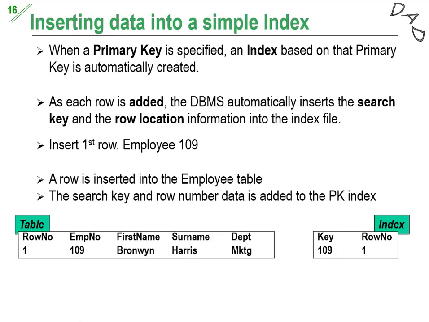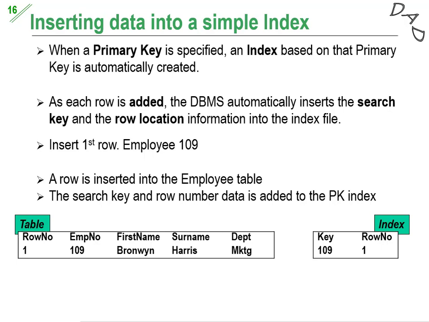Alright, now let's think about how the database management system is going to build an index based on a table. Usually database management systems keep an index based on the primary key value. Think about you are trying to create a table in your database, called the employee table, which contains 4 columns: employee number, first name, surname, and the department.